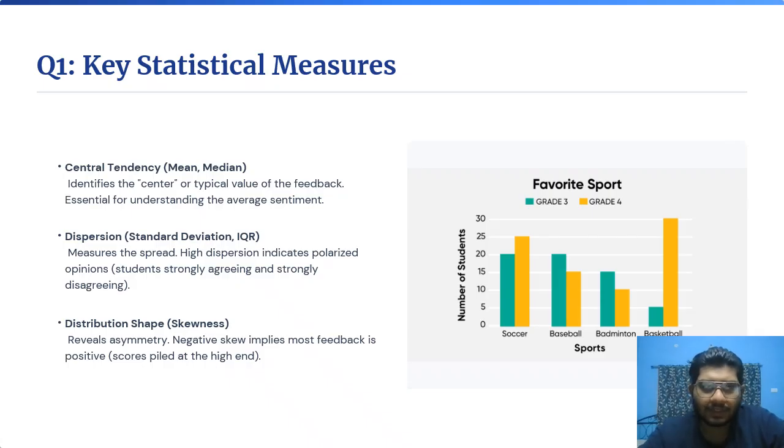Right, the first one is central tendency. This measure gives us the middle part. It identifies the center or typical value of the feedback, essential for understanding the average sentiment. Here what we are doing is we are taking an average, a mean or a median, that gives us how an average student rates a teacher.